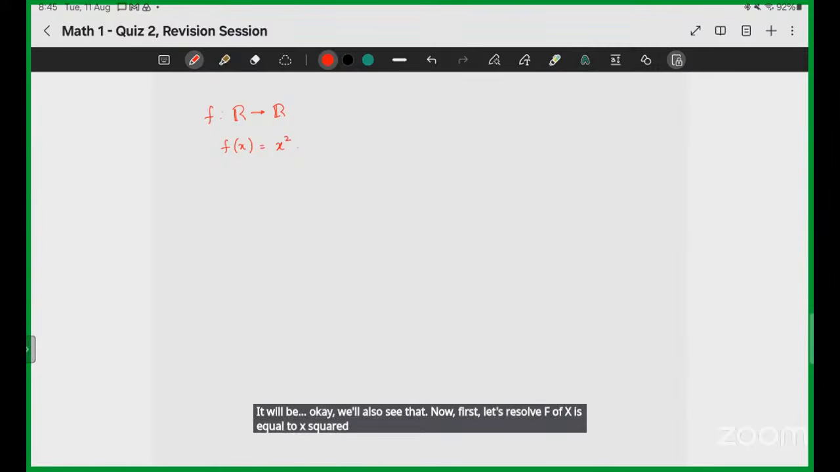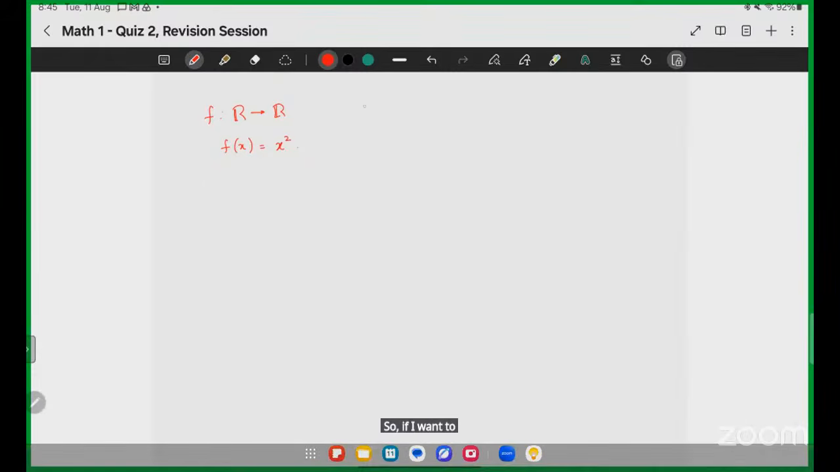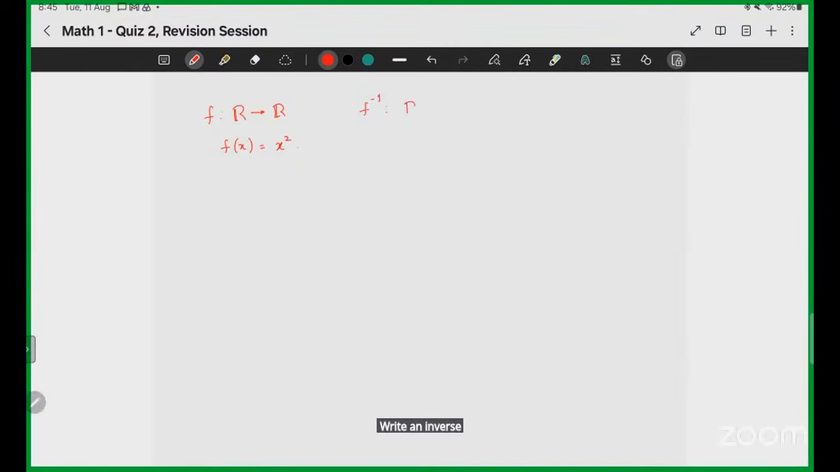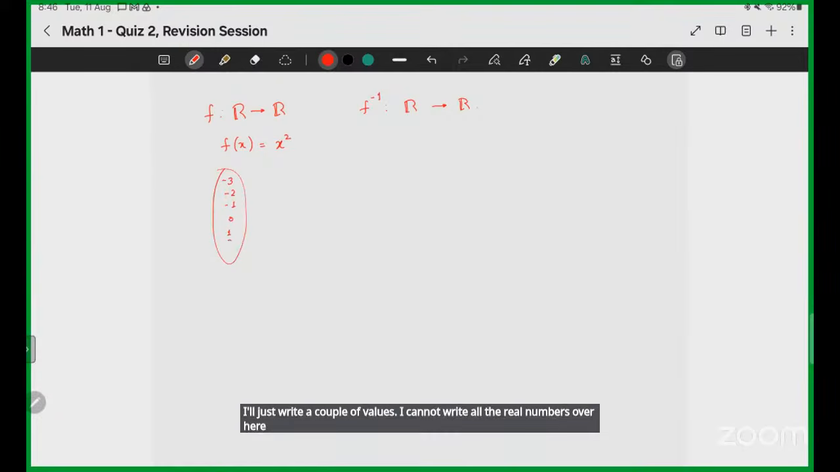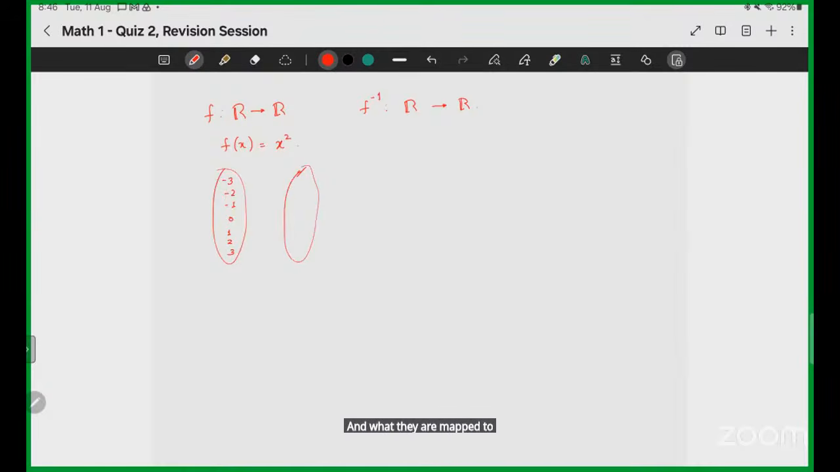So if I want to write an inverse map from R to R, let's say, if at all this is possible, there are multiple problems, right? I'll just write a couple of values. I cannot write all the real numbers over here, but I'll just write some of the integers and what they are mapped to. What is -3 mapped to? It will be 9.